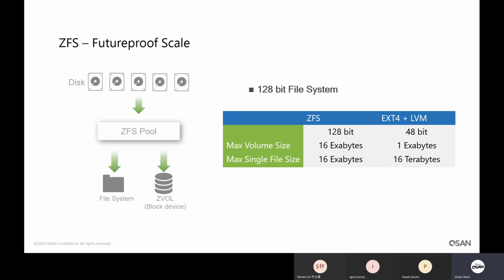So technically, for now, there is no real limit for the ZFS file or volume scale because it scales to 16 exabytes, where 1 exabyte is 1000 petabytes. So it's huge capacities.